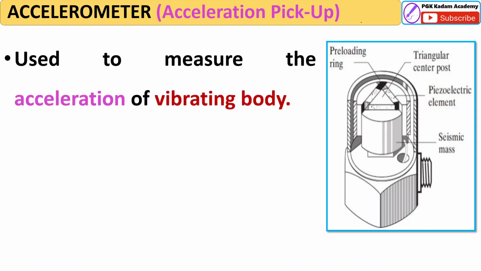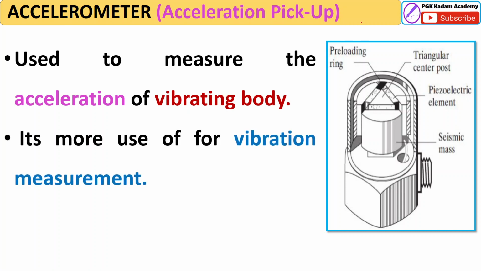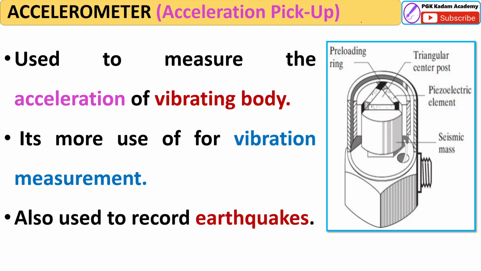The accelerometer, or acceleration pickup, is used to measure the acceleration of a vibrating body. It is an instrument that measures the acceleration of the body, and it is widely used for vibration measurement. It's a seismic instrument, and it is also used for earthquake measurements, recording earthquakes. You can see the figure here.